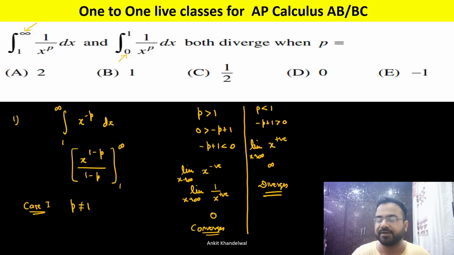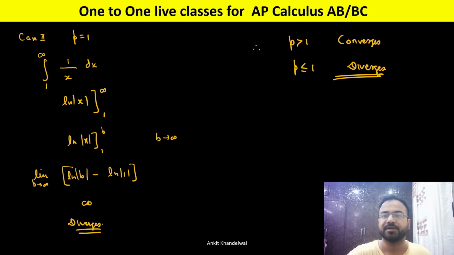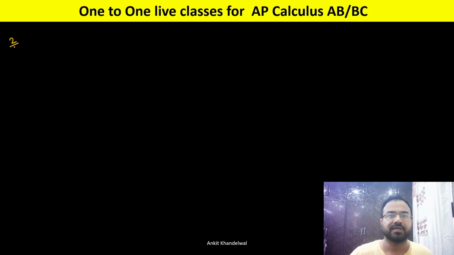Now let's look at the second one. It is again an improper integral, 1 upon x to the power p, and 0 to 1 is the limit. So, the second one now.